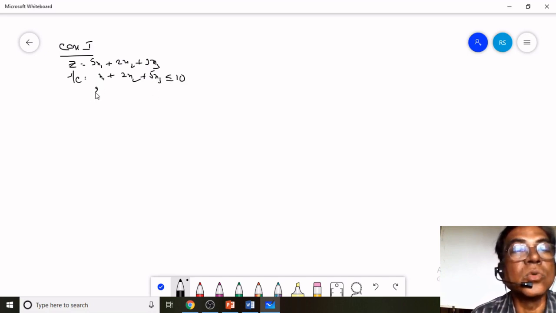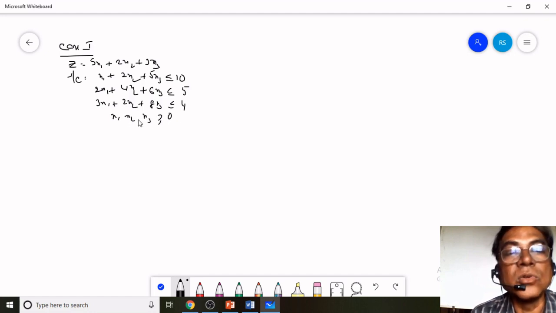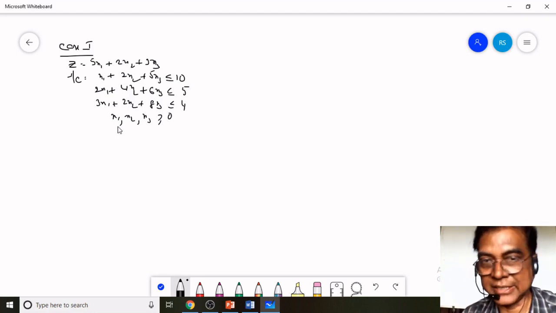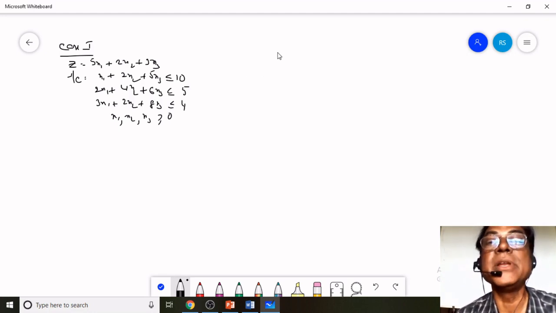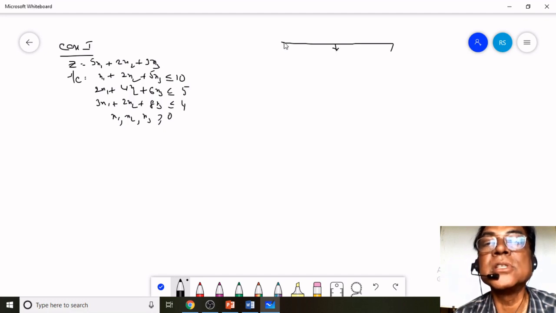Now go to the equation 2x1 plus 4x2 plus 6x3 less than or equal to 5. Next equation: 3x1 plus 2x2 plus 8x3 less than or equal to 4. And x1, x2, x3 greater than or equal to 0. If the problem is given like this, according to our logical point, please refer. Everything is given in the chapter, in this logical point only. Dear students, please follow this methodology.